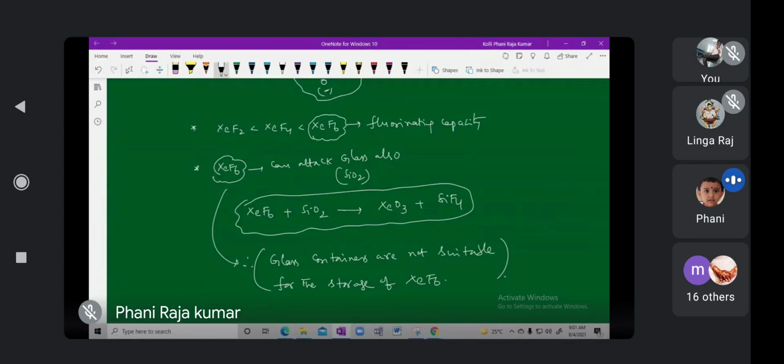Another property shown by fluorides of xenon: fluorination capacity, fluorinating tendency. XeF6 is a good fluorinating agent because of more number of fluorines. Best example, it can attack glass also, and SiO2 is converted into SiF4. That's why glass vessels or glass containers are not suitable for the storage of XeF6.